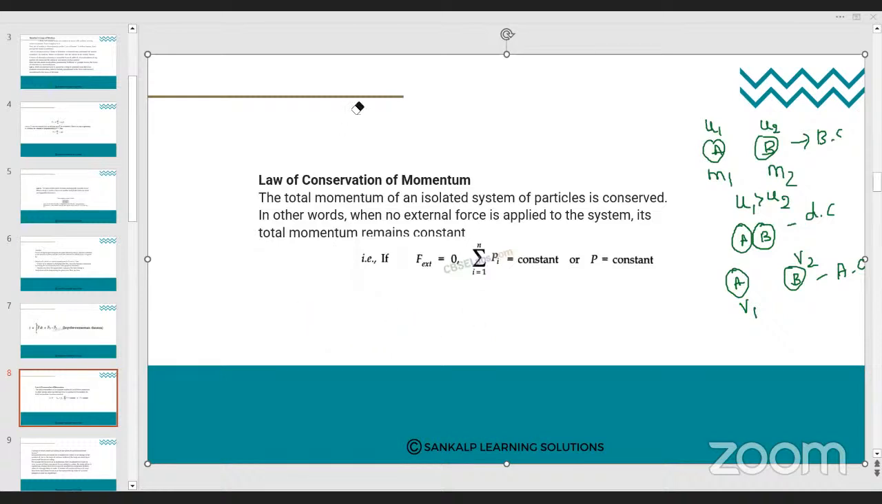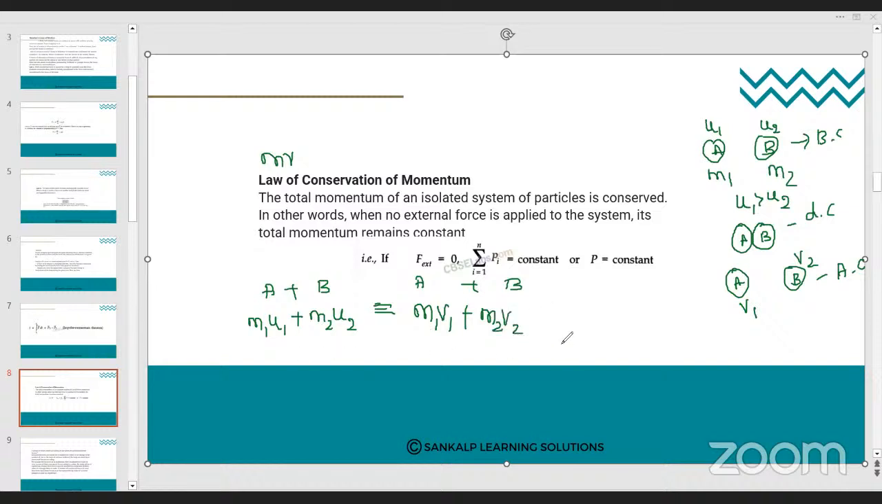So what did we say? Momentum before collision, for the A body and the B body, is equal to that for the A body plus the B body after. Just for your understanding we are writing. Momentum, as I told you, is mass into velocity. So for the A body, mass is m1, and the velocity before collision is u1. Plus the mass of the B body is m2, and its velocity is u2. This is equal to the mass of the A body, the mass does not change after collision, so it stays the same, but the velocity is changing, u1 to v1. For the B body the mass is the same and the velocity is changing to v2.